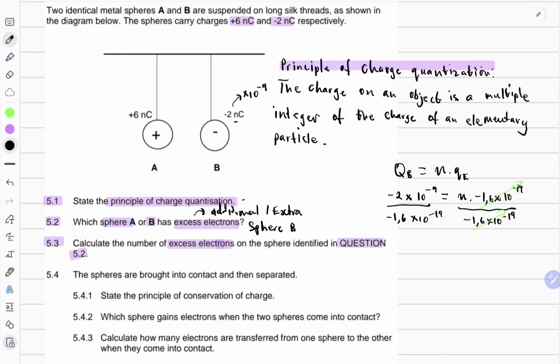So it means that N should be equal to, so therefore N is 1,25 times 10 to the power of 10 electrons.